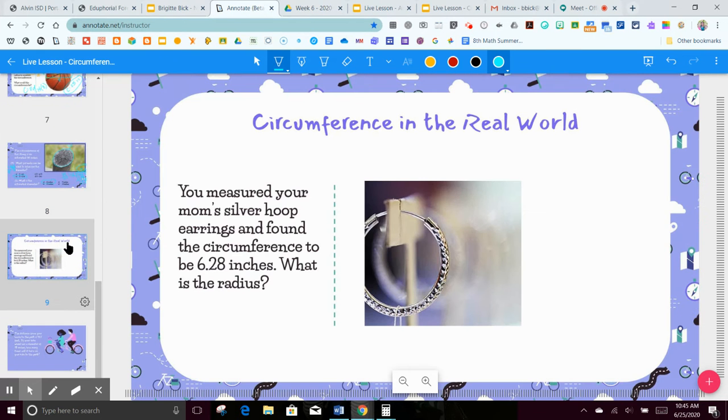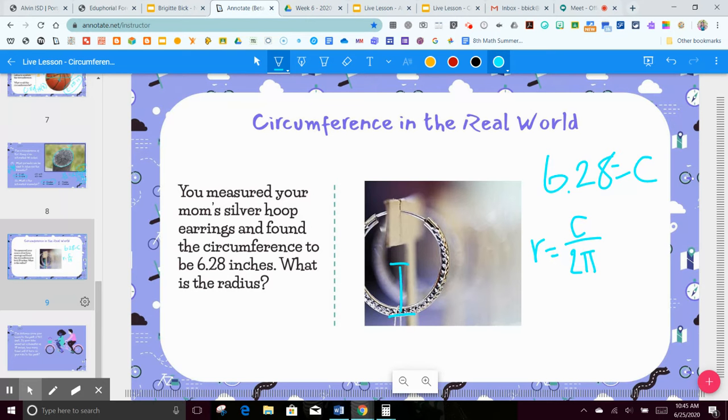All right, we got 2 more examples. You measure your mom's silver hoop earrings and find the circumference to be 6.28 inches. So 6.28 equals C. What is the radius? So they want us to find the distance from here to here. And we know the distance all the way around is 6.28. So if you recall back on that probably second slide when we rearranged, we found that the radius equals C divided by 2 times pi.